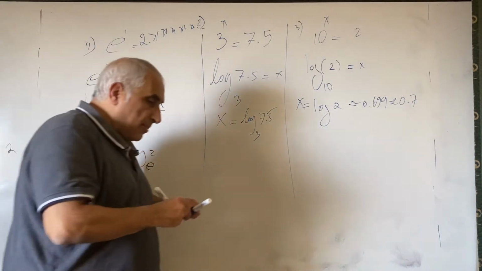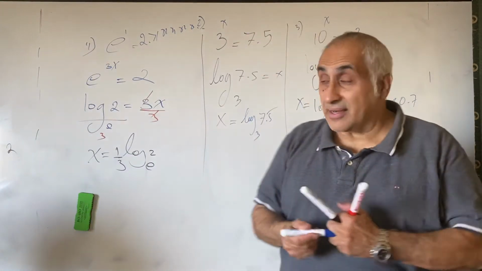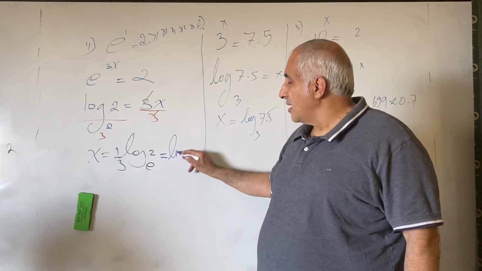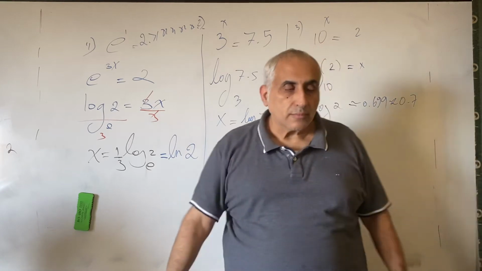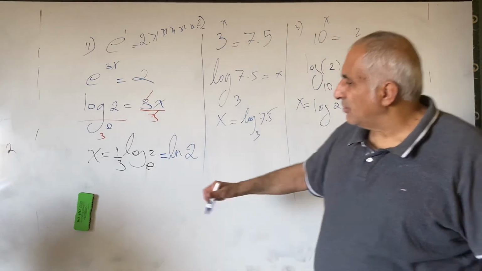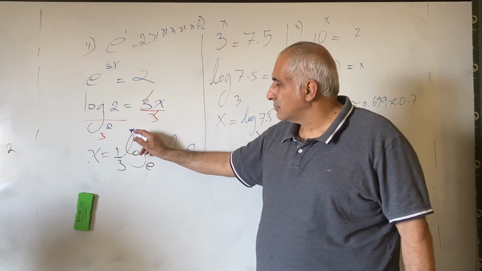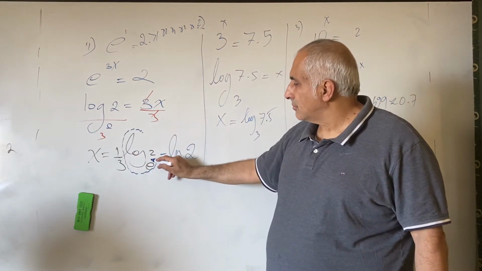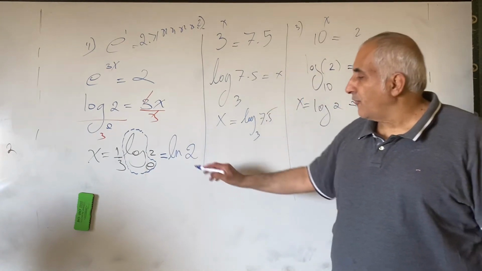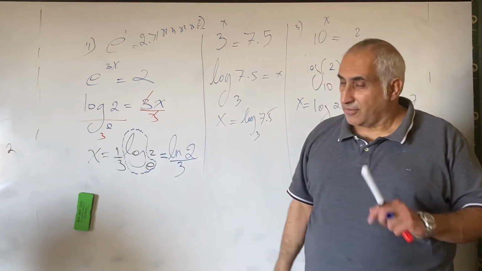Let me tell you something good to watch out for. Something nice: the log to base e can be written as the natural logarithm of 2. So whenever you see base e, all of this is simply called ln, the natural logarithm. Don't forget the 3. I did not forget.